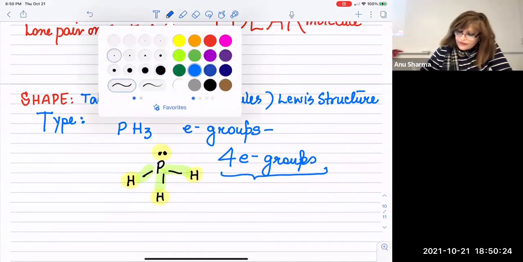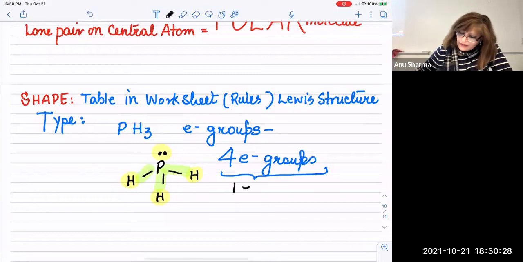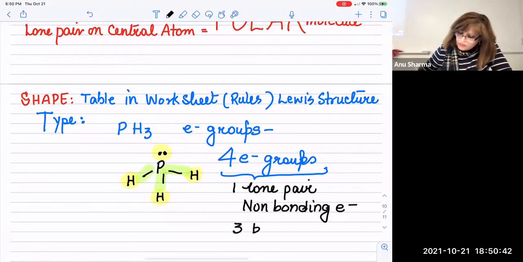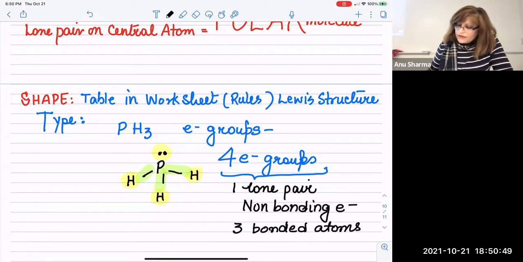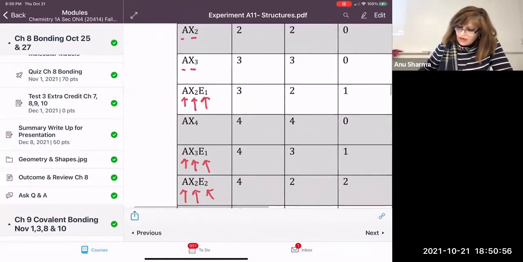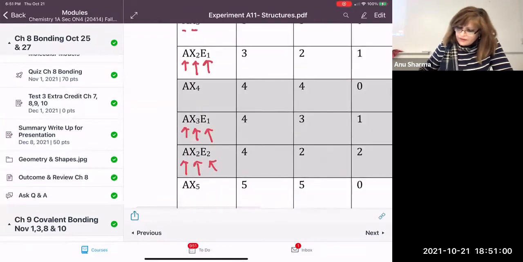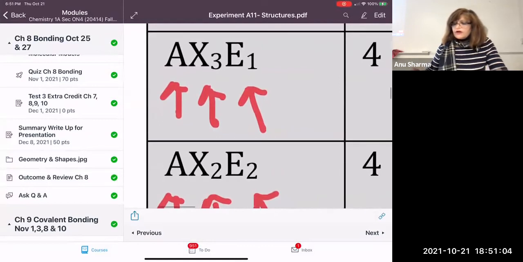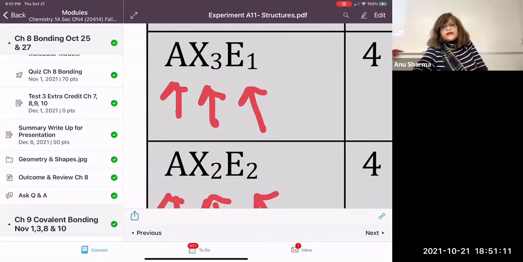You guys need to get this, the electron groups, because you would need this for hybridization. Lewis structures, very important. So we have 1 lone pair. This lone pair is also called non-bonding electrons. And there are 3 bonded atoms. So there are 4 electron groups. So let's look at this sheet. And we have 1 lone pair here. AX3E1. You agree with that? So A is the phosphorus, X3 is the hydrogens, and E1 is the lone pair on the phosphorus.